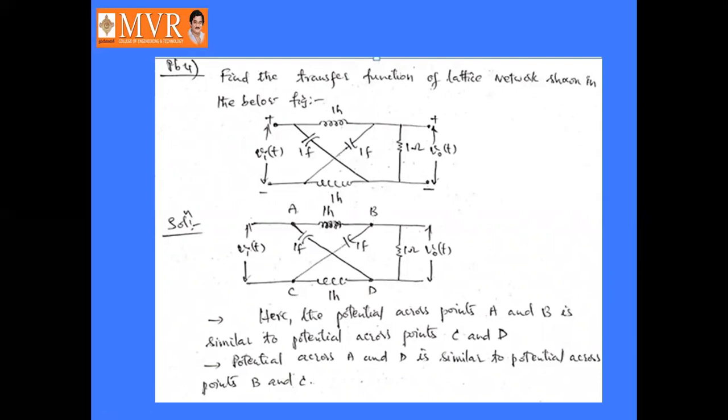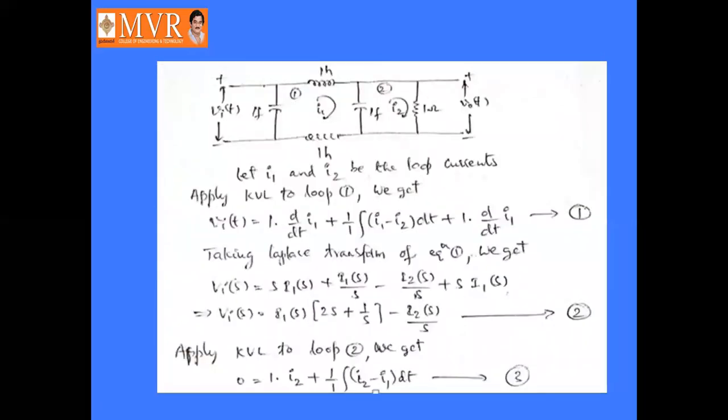Potential is also named voltage. Okay, so simply you will rearrange this diagram so that we'll get some loops. VA of t, this is 1 farad capacitor, and 1 henry, this is also 1 henry inductance value, this is 1 farad. So here one loop will be formed, and here the second loop will be formed, and here the resistance 1 ohm is there. So here I1 and I2 be the loop currents.